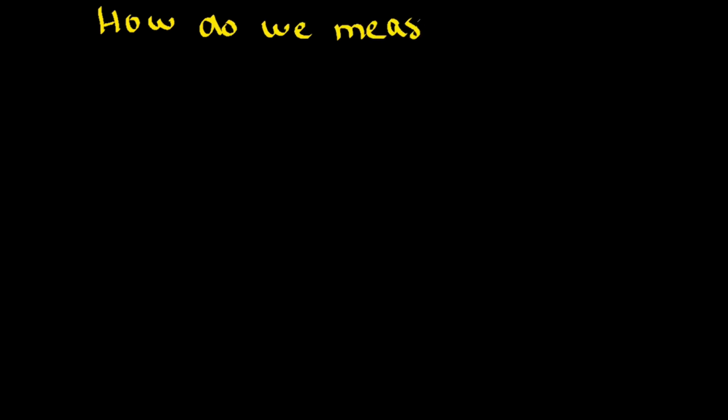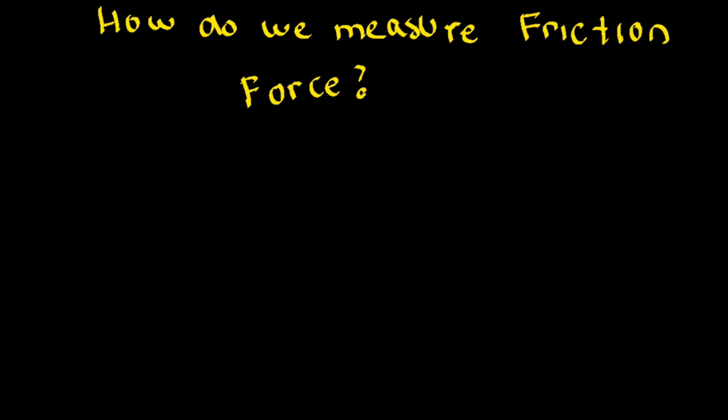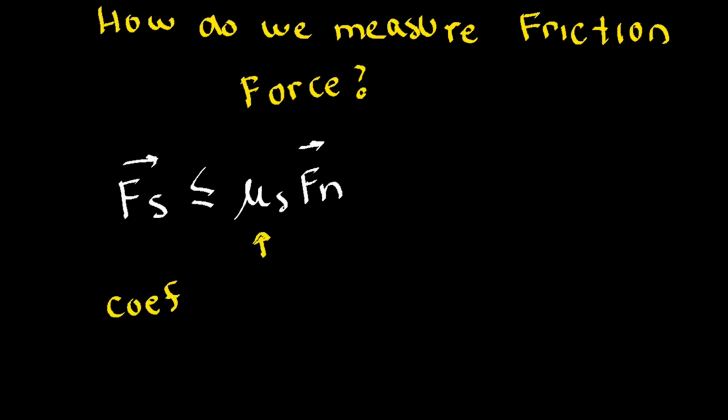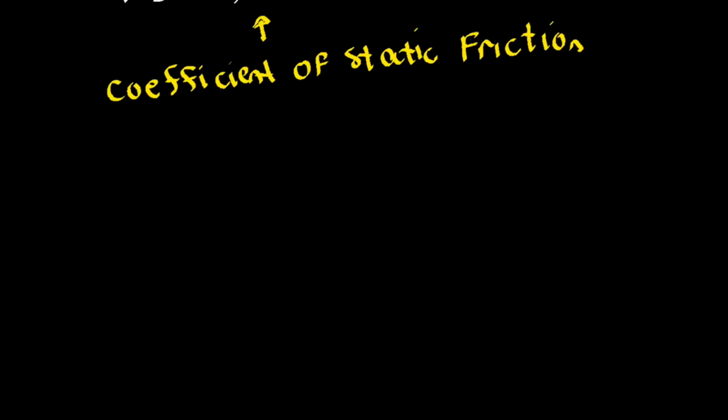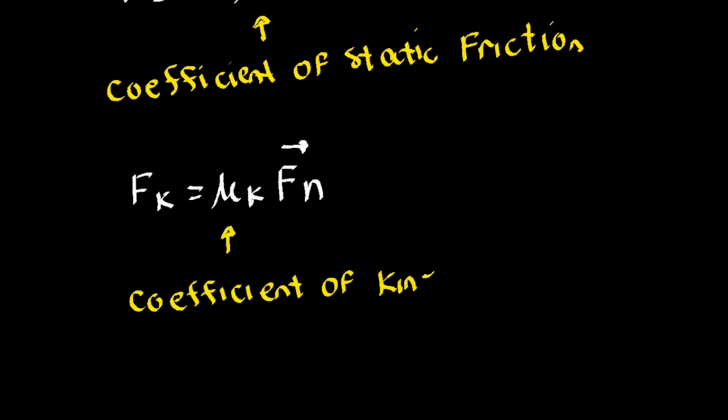How do you calculate or know what these frictions are then? Everything has a coefficient of kinetic friction and a coefficient of static friction. How rough a surface is, for example, will help determine the coefficient. The equations you must remember are that the static friction is less than or equal to mu s times the normal force, where mu s is the coefficient of static friction. The kinetic friction is equal to the coefficient of kinetic friction times the normal force.